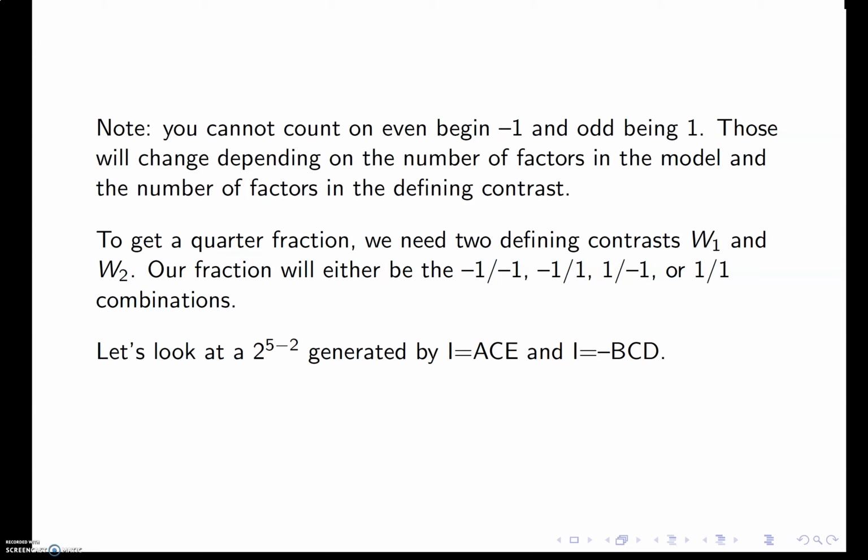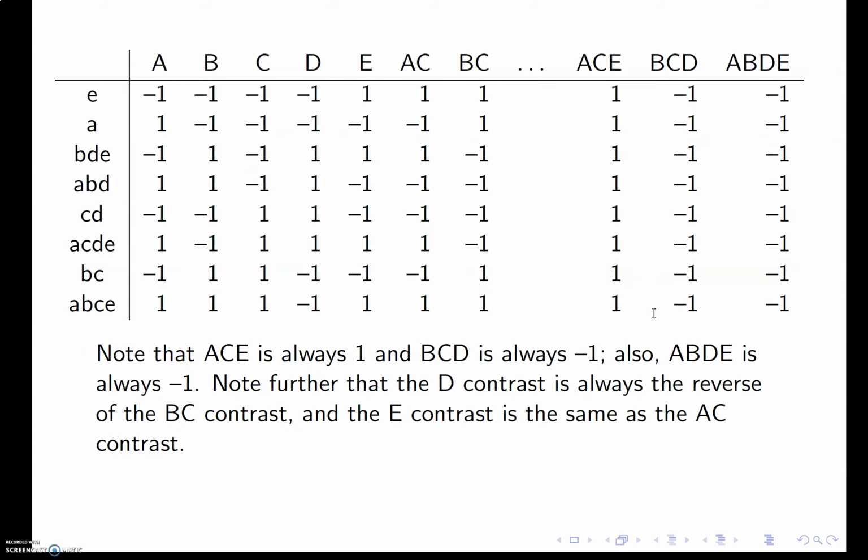Don't worry about how these values for the defining contrasts were determined. This takes some experience and just looking at some examples, but let's see the effect once we know those are our defining contrasts. Okay, so there's a lot to enumerate out here. Let's first take a look at the ACE. Remember that the ACE was our first defining contrast with a +1 coefficient. And so here on the table, it's always 1. Similarly, the BCD was our second defining contrast with coefficient -1.